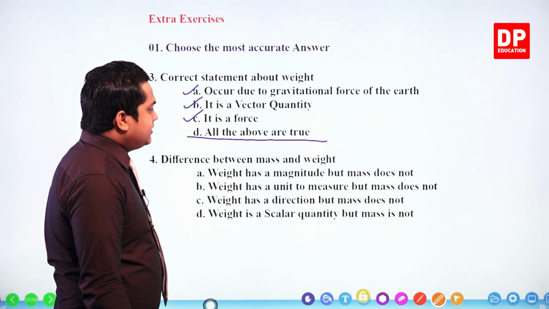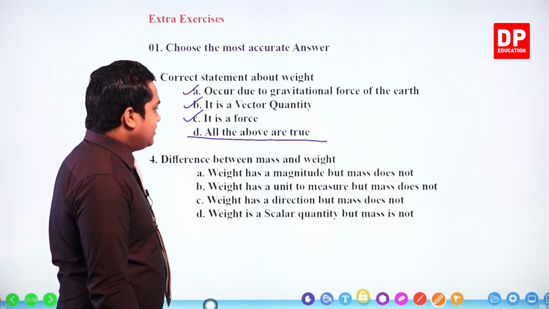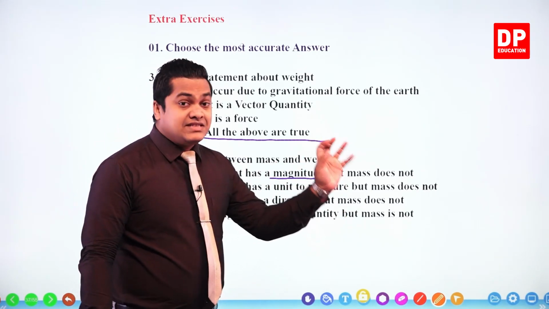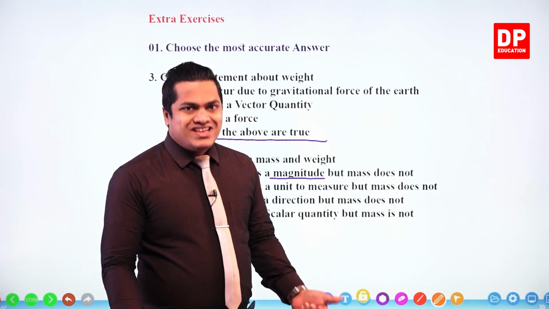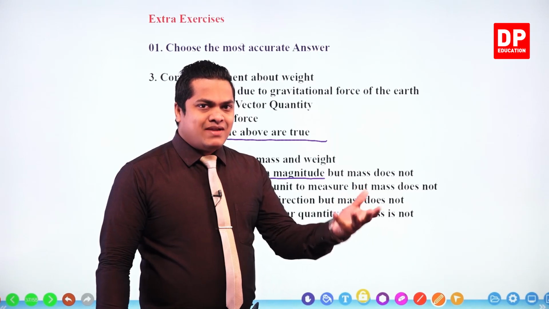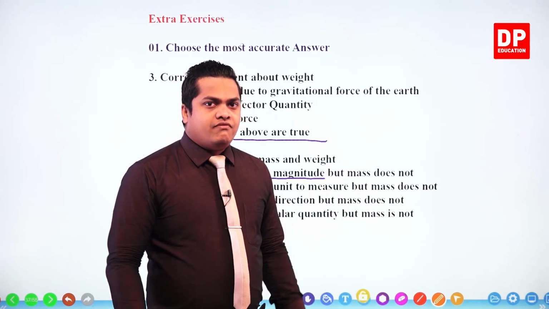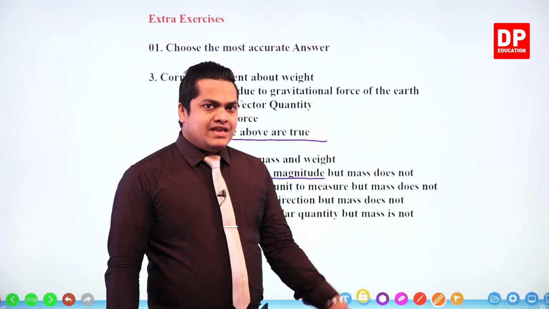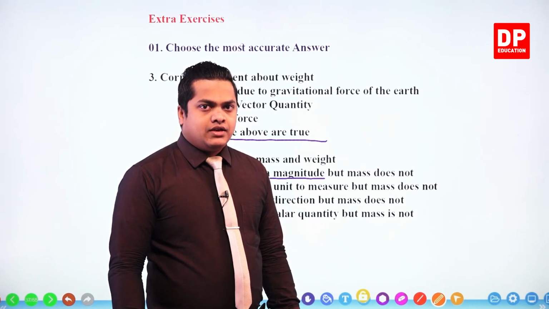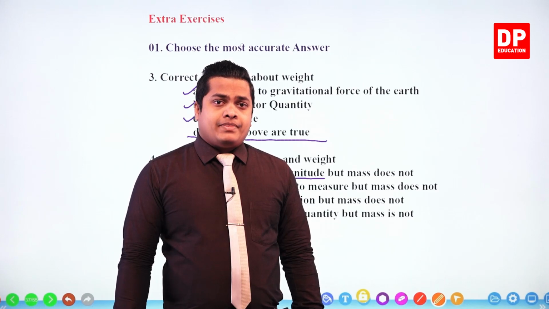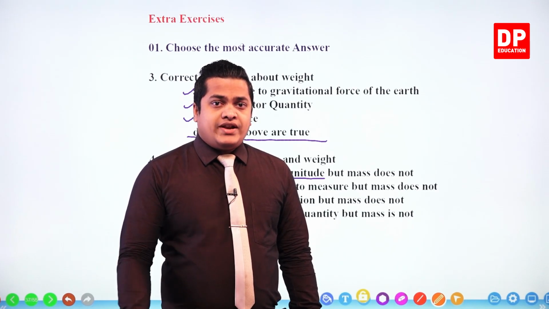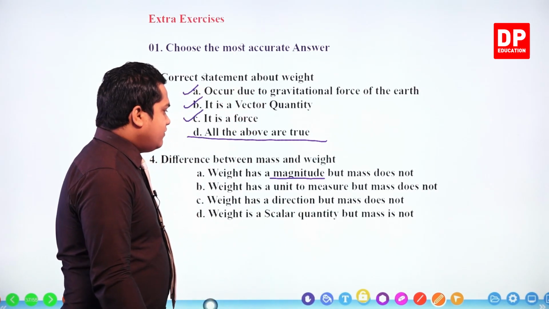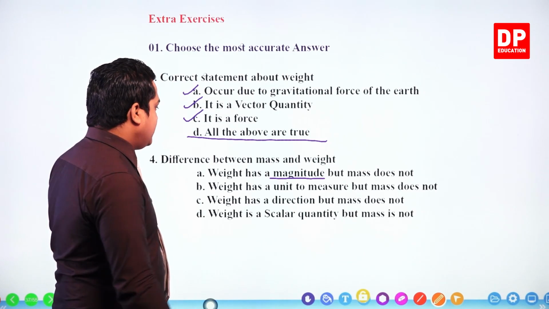Weight has a magnitude but mass does not have a magnitude. Incorrect. Each and every quantity has a magnitude. We can measure each and every quantity, right? Weight, we can measure by using a certain value: 5, 10, 15, 20. That way we can measure it using a value. Mass also we can: 3 kilogram, 5 kilogram, 20 kilogram, 100 kilogram. Both of these have a magnitude. So weight has a magnitude but mass does not, it's incorrect.